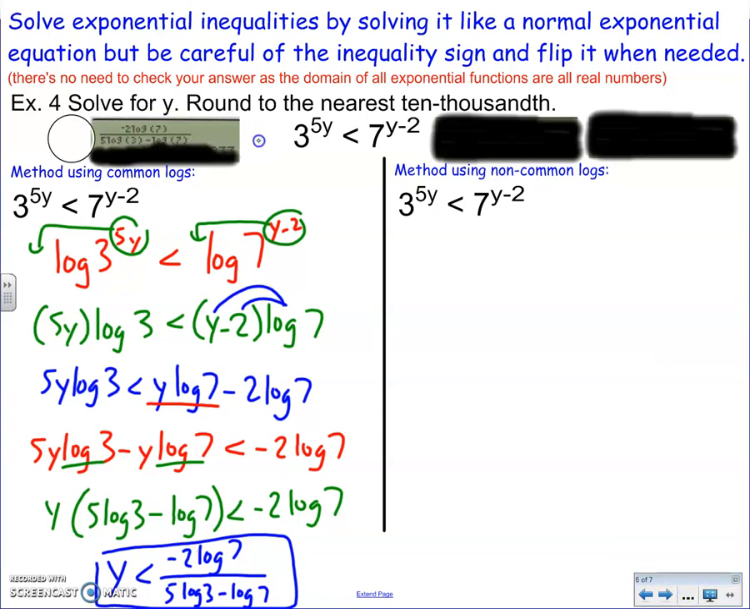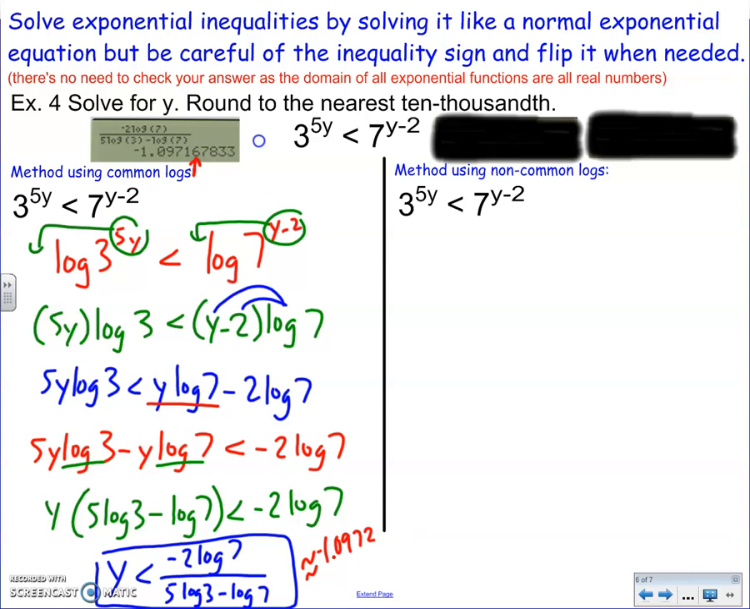Round to the nearest 10,000th. I get this. It's about -1.0972, because this fifth digit, the 6, does bump that fourth number up. Alright, so -1.0972.